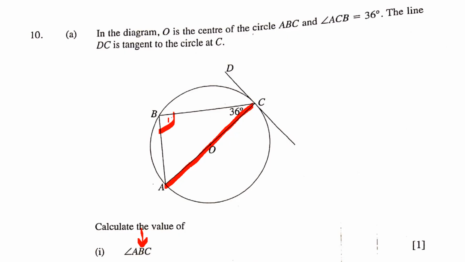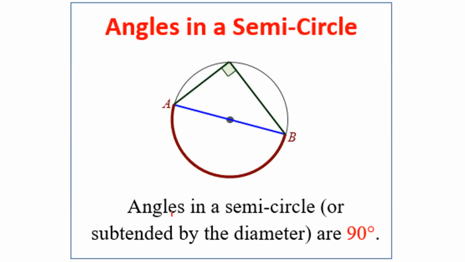And so for this one, we have to remember our circle theorem. The circle theorem says angles in a semicircle, or subtended by the diameter, are 90 degrees. So we have the diameter, which is AB, and we have this angle, which is the green one that is subtended by that diameter. Or basically we have this angle, which is in the semicircle, right? Because the diameter cuts the circle into two halves. So this half is a semicircle.